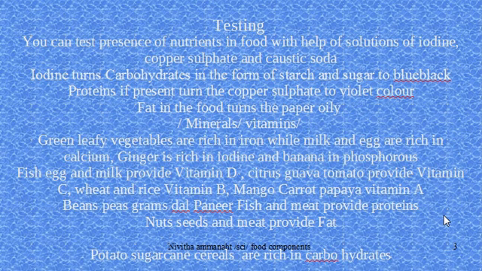Protein, if present, turns copper sulfate into violet color. So this is a test for presence of protein using copper sulfate. Fat in the food turns the paper oily. We can also test like this minerals and vitamins. Now what are sources of food?